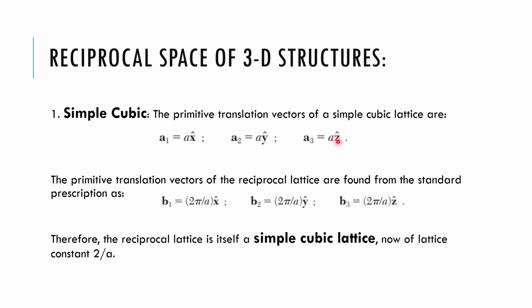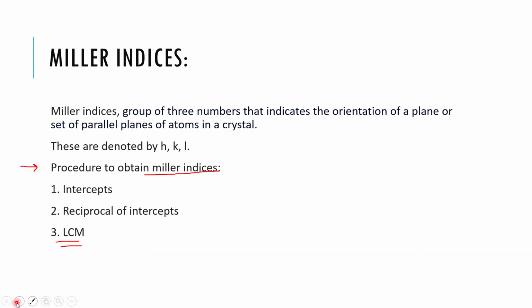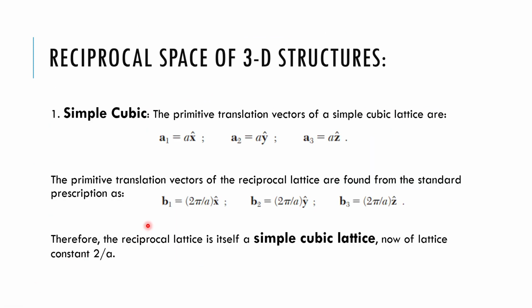If we operate on this using the formula we saw in the previous slides, b1 equal to 2π a2 cross a3 divided by a1 dot a2 cross a3, and we try to find b1, b2, b3 for a simple cubic structure, we find that b1, b2, b3 also form a simple cubic lattice. Therefore, we can say that in reciprocal space, the simple cubic structure remains invariant. So it is the same.